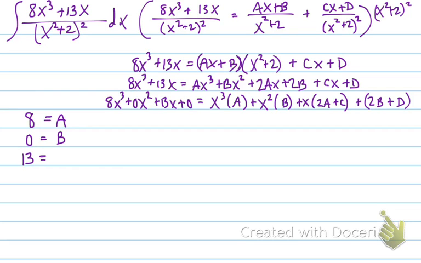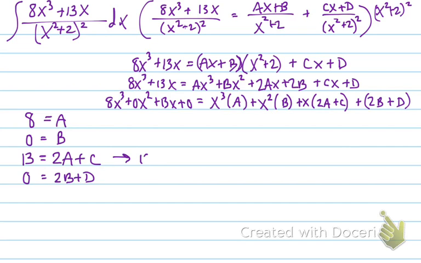For the x term, I'm going to set the x's coefficient, which is 13, equal to the coefficient of the x term on the other side, which is 2a plus c. And we know what a is, so we're going to solve for c in just a minute. And then for the last one, I'm going to set the constant, which is 0, equal to the constant term on the other side, which is 2b plus d. And again, I know what b is, so I can solve for d pretty easily.